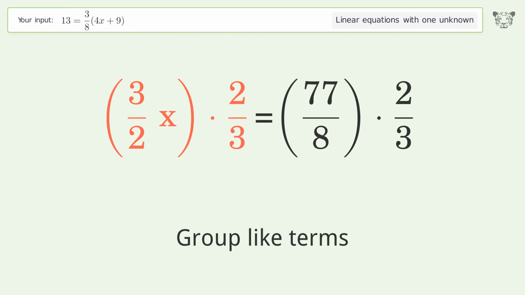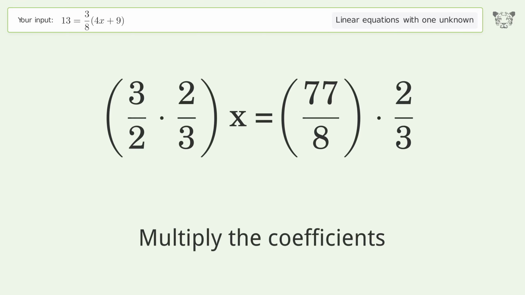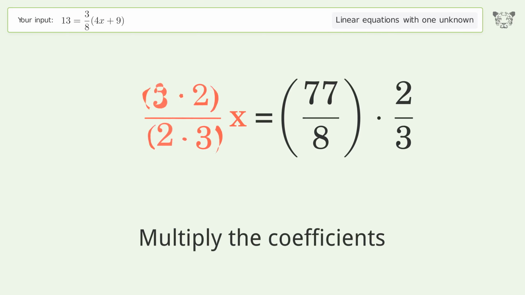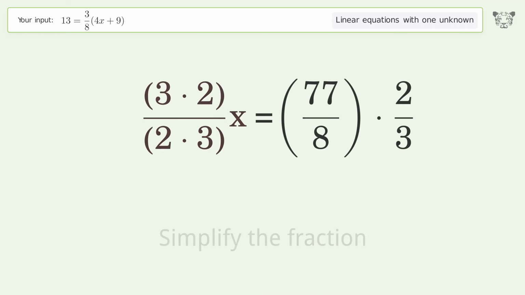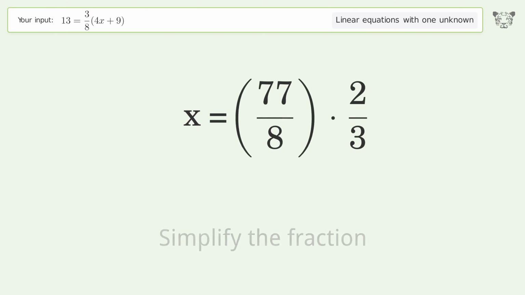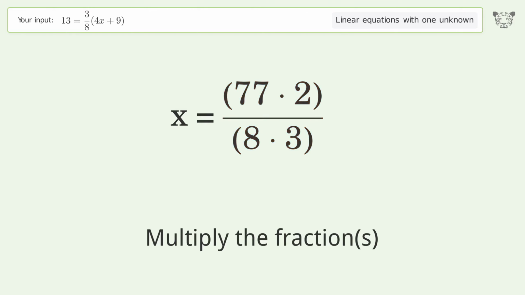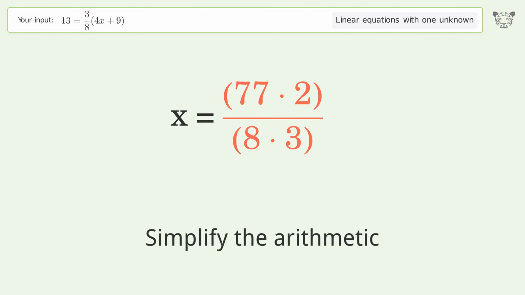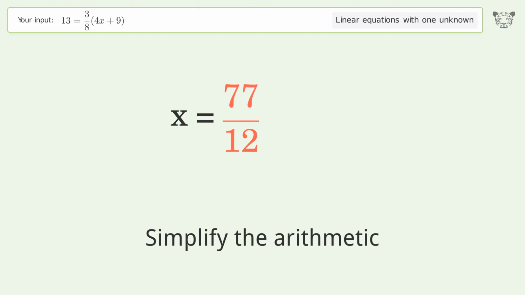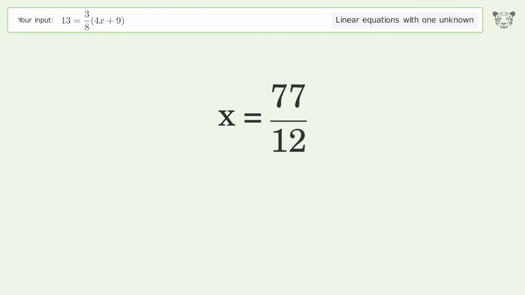Group like terms. Multiply the coefficients. Simplify the fraction. Multiply the fractions. Simplify the arithmetic. And so the final result is x equals 77/12.